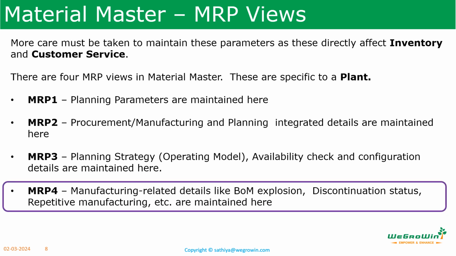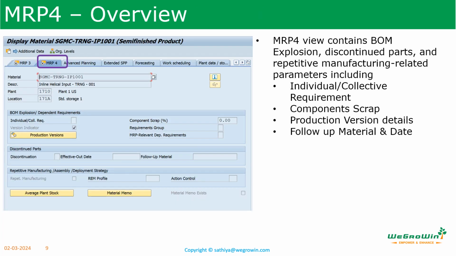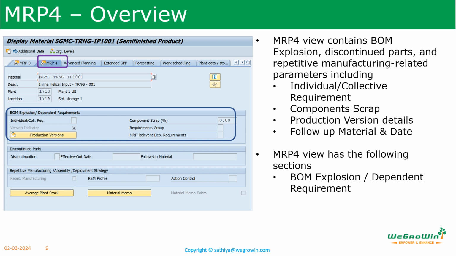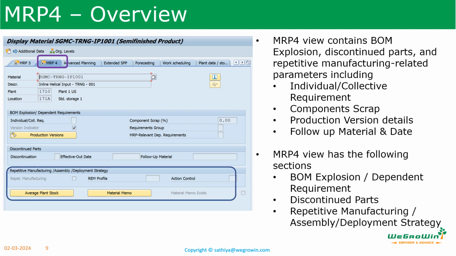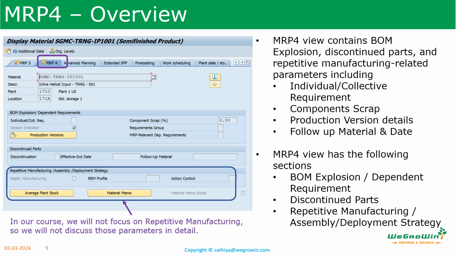We continue the discussion with MRP4 view parameters. MRP4 View contains BoM explosion, discontinued parts, and repetitive manufacturing related parameters including individual collective requirements for the requirement consolidation, component scrap details, production version details, follow-up materials with the date, etc. So MRP4 View has the following sections. The first is BoM explosion dependent requirement, discontinued parts details, repetitive manufacturing, assembly, and deployment strategy details. In our course, we will not focus on repetitive manufacturing, so we will not discuss those parameters in detail.